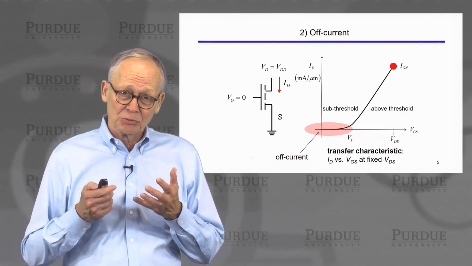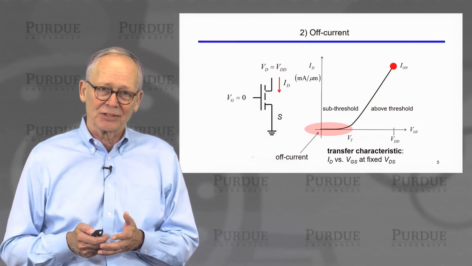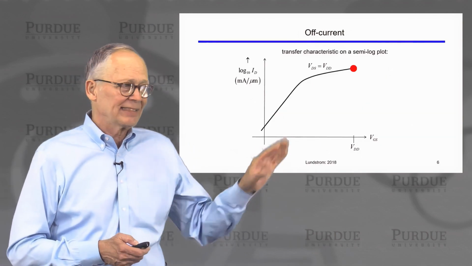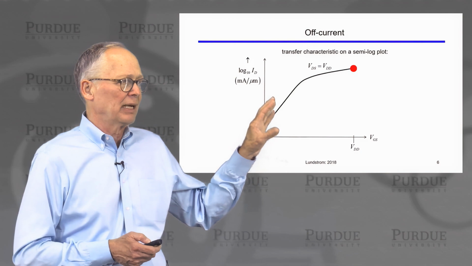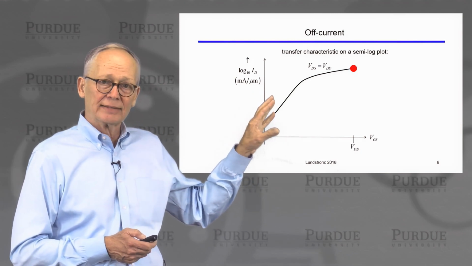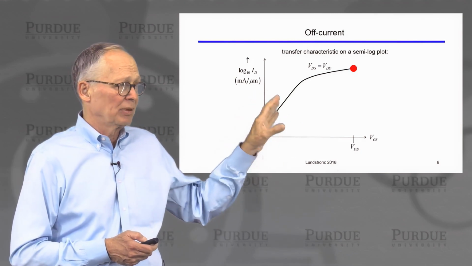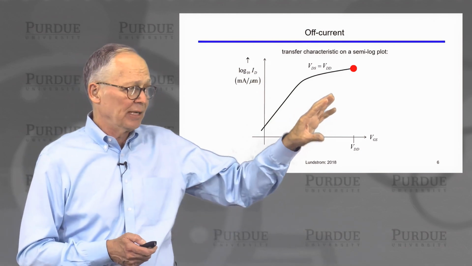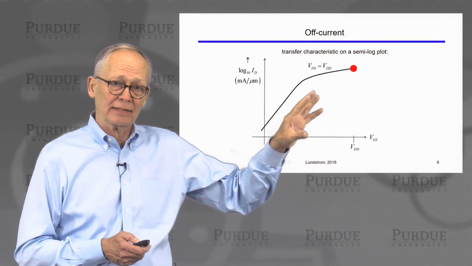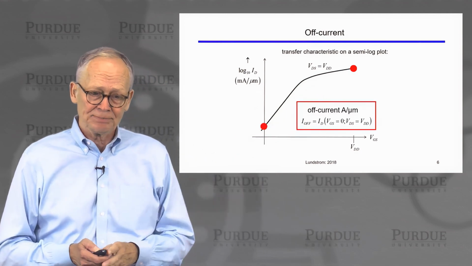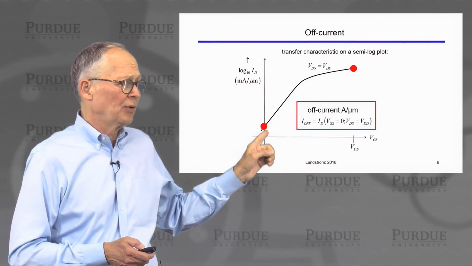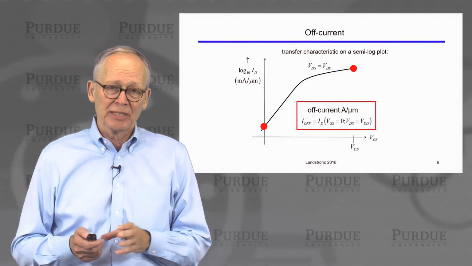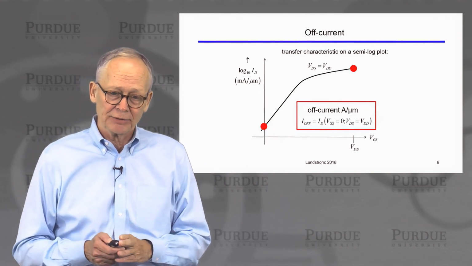So if we really want to read the off current, we should plot the current on a log scale. So that's what's typically done. This is the same characteristic, but now plotted on the vertical axis is a logarithmic axis. We're plotting the log of the drain current versus the gate voltage with the power supply voltage applied to the drain. And at 0 gate voltage, that's our off current. So our off current is typically measured in amps per micrometer of width.